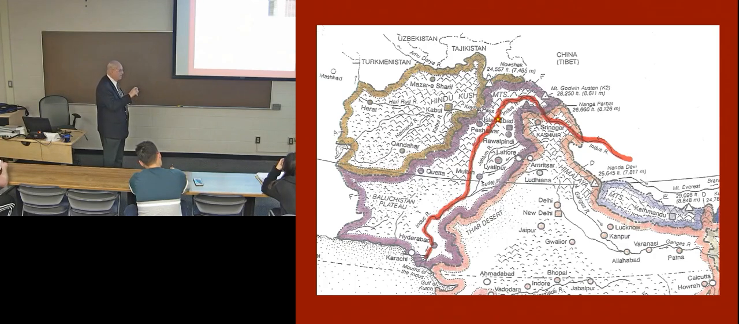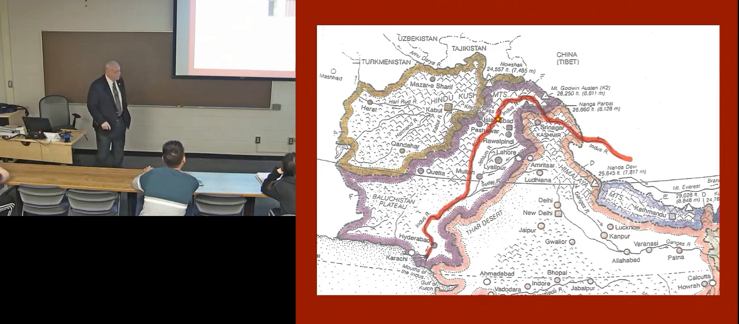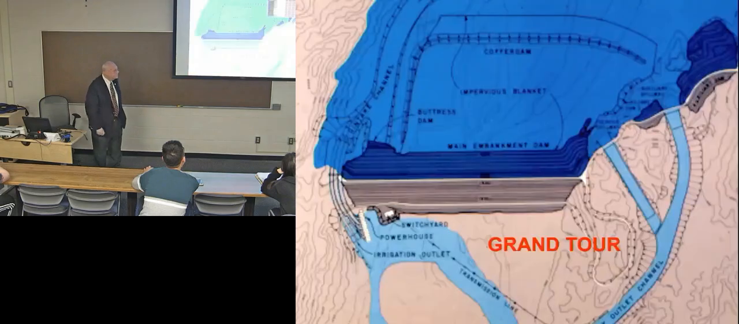So again, the star is the location of the dam. Islamabad is the capital of Pakistan. Rawalpindi was the major city at the time the dam was built. Islamabad was just being built as the new capital.